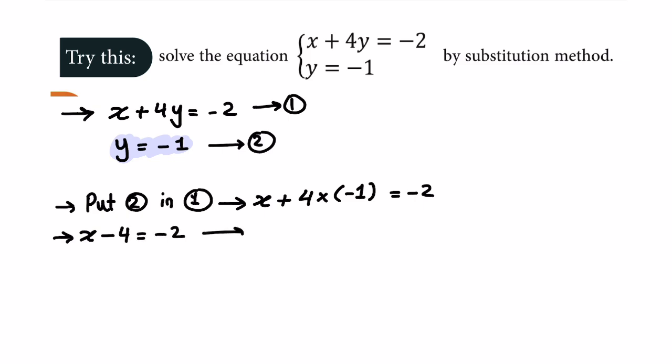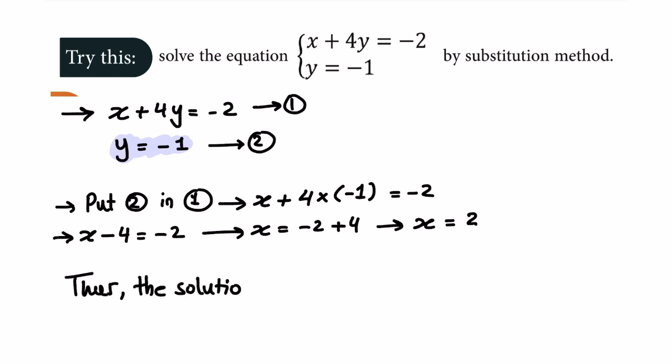After that, we put the negative 4 on the other side, and we get x equals negative 2 plus 4. Then, because their signs are different, we subtract and keep the sign of the bigger number, which is 4. We get positive 2. So the value for x that we got is 2, and we already have the y. So we say that thus, the solution is (x, y) equals (2, negative 1). You can put those numbers in the equations and you get the answer here. So this is one of the examples.